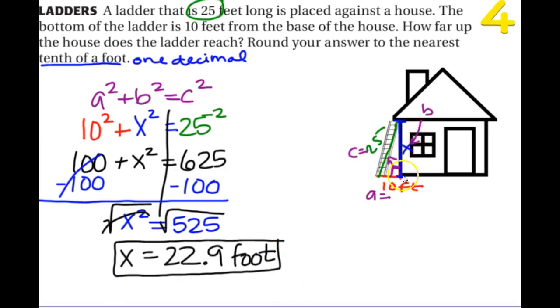So that's how far up the house our ladder is placed. And this makes sense that it's shorter than c, because c is always our longest side. The diagonal one is always the longest.